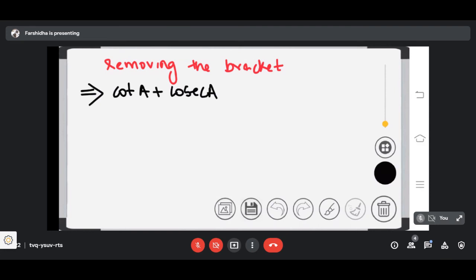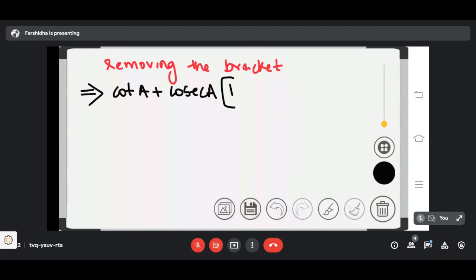Okay, we have removed the bracket. That small bracket we have removed, and this big bracket is here. 1. Earlier it was 1 minus, again another bracket, cosec A minus cot A. Now we have removed that bracket, and it will be 1 minus cosec A plus cot A.